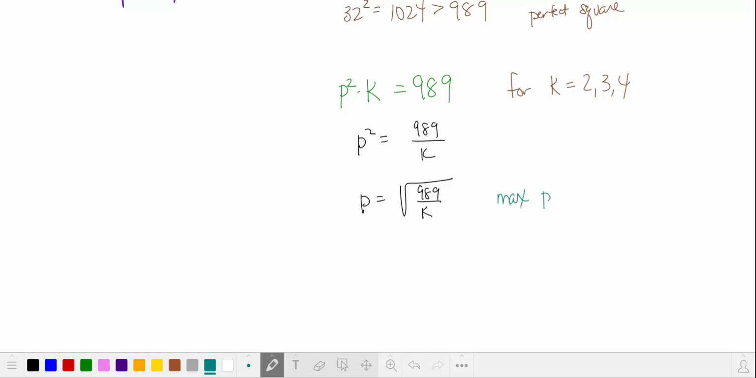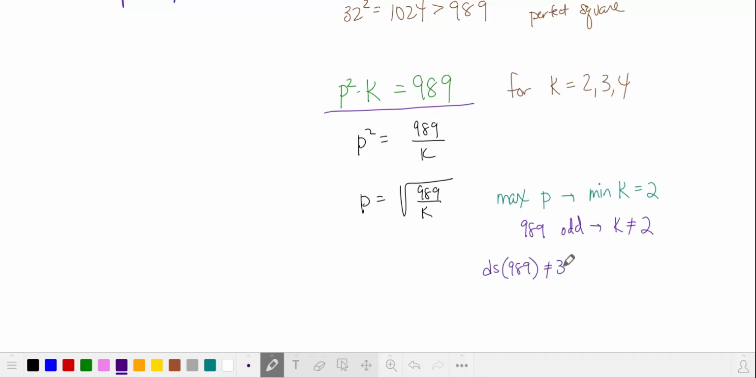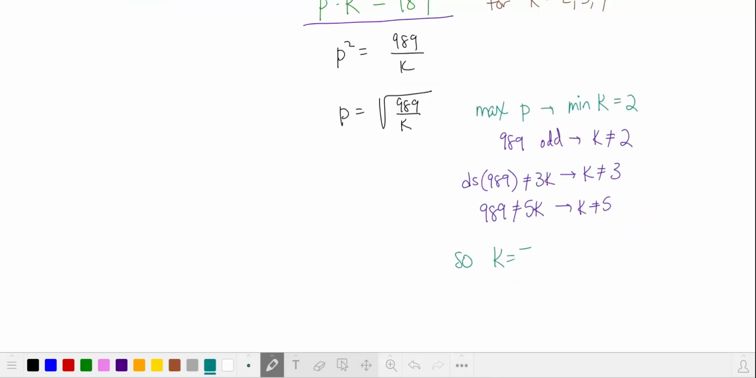To maximize this prime, we minimize k, where it's equal to 2. However, we can tell by inspection that 989 is not a multiple of 2, so we can eliminate that. We can also tell from the digit sum, since it's not a multiple of 3, we can also eliminate 3. And since the units digit is not a 5 or a 0, it's also not a multiple of 5. So let's just start with k equals 7.